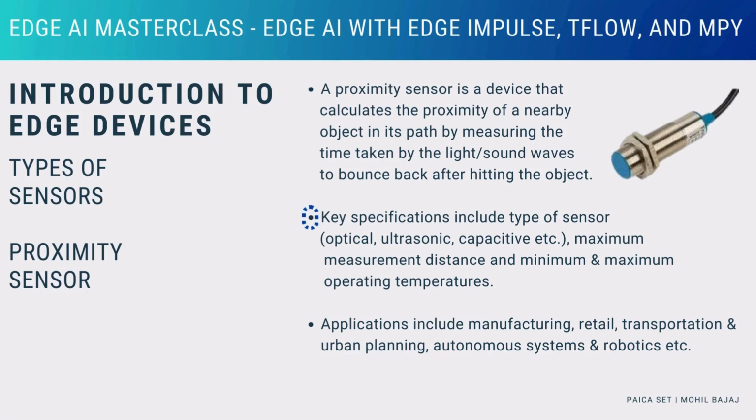The first key specification to consider when choosing a proximity sensor is the type of sensor like optical, ultrasonic, capacitive, etc. And this depends upon the object to be detected and the working environment. Other specifications include the maximum measurement distance and the minimum and maximum operating temperatures. Now let's explore some applications.